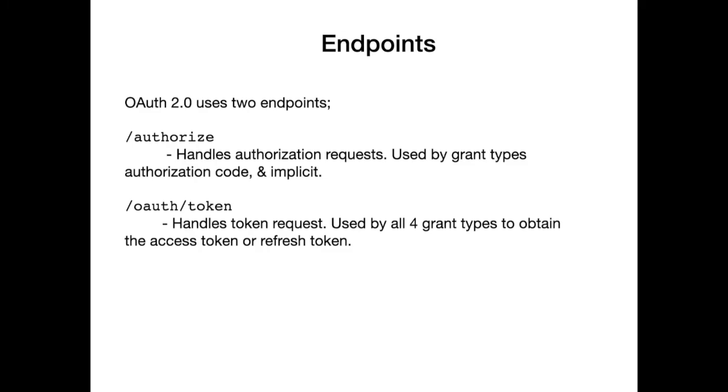To wind up this discussion, let's talk about the endpoints defined in the OAuth 2.0 specs. The OAuth spec defines the authorization endpoint, which handles the authorization request. The next endpoint is the token endpoint. The token endpoint handles the token request. The token endpoint is used by all four grant types. This endpoint is used to obtain the access token or the refresh token.